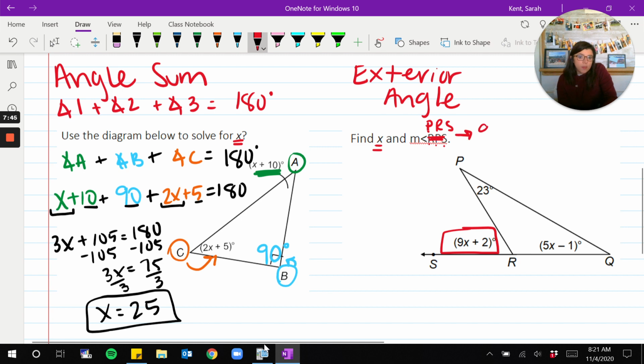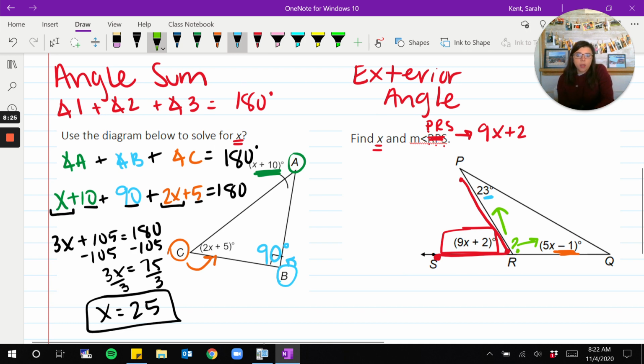I'm also going to make a note that this is my 9x plus 2. So if we look, PRS is right here. But first, we've got to find x. So if I look, I have my exterior angle, and then I've got this angle up top, and I also have this angle down here at the bottom. So these two are my angles that are far away from the exterior. There is nothing here. This one's blank. So this means I've got the angle 1 and the angle 2.